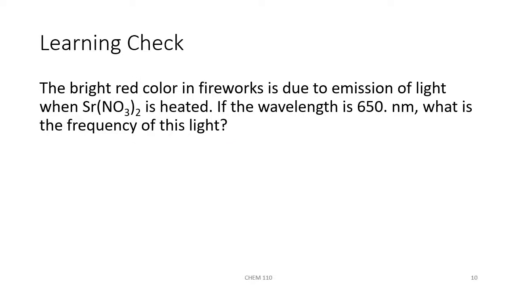The bright red color in fireworks is due to emission of light when strontium nitrate is heated. If the wavelength is 650 nanometers, what is the frequency of this light? Using our new equation, c equals lambda nu, we can solve for the frequency through the relation of the speed of light. Isolating our variable, frequency will be equal to c divided by lambda. c will be 3.0 times 10 to the 8th meters per second.